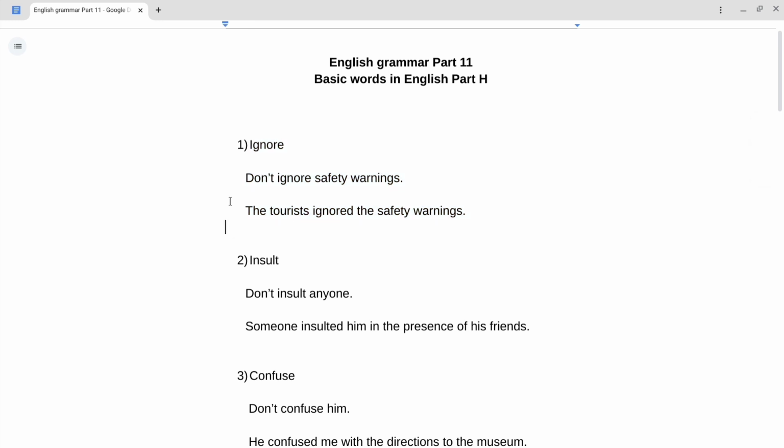Okay, so ignore, the past form is ignored. You can see the sentence here, you can read along with me. The tourists ignore the safety warnings. The tourist ignored the safety warnings. So it's a past form. Ignore is the present form and ignored is the past form. There were some safety warnings near the beach not to swim because the sea was dangerous. But some tourists ignored these warnings and they did what they should not have done. So they did not follow the rules. Whatever rules are there, you should follow that. So ignore, the past form is ignored.